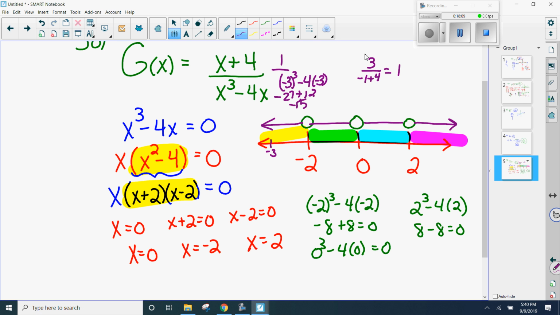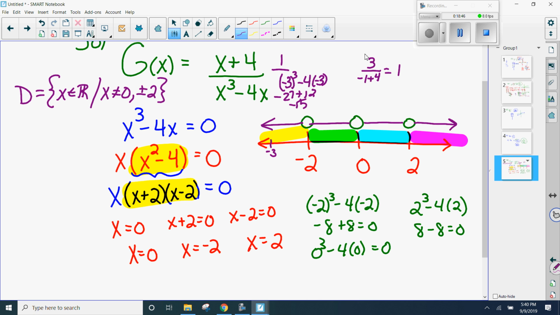So your domain, I'm not quite for sure how she wants you to write it. This is how I write it. Domain, x is an element of the reals, such that x cannot equal 0. I don't know if she allows you to put a comma plus or minus 2. If you have to put x cannot equal 0, x cannot equal 2, x cannot equal negative 2. I don't know if you have to separate it as x cannot equal 0, comma 2, comma negative 2. Not quite for sure how she wants it.